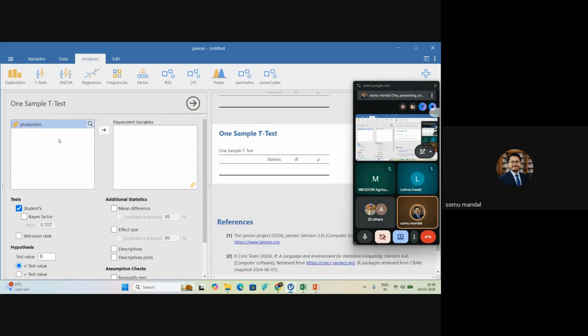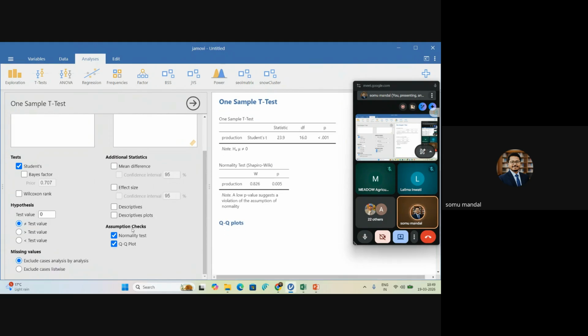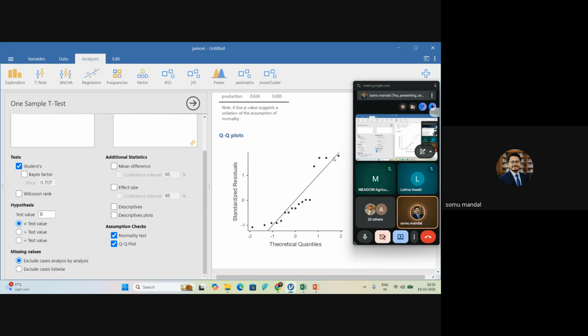This is the production. Simply click, and then look here, assumption check. First is the normality test and the QQ plot. Both analyses indicate the level of normality. The normality test is a mathematical way, the Shapiro-Wilk test, and the QQ plot is a graphical plot, a quantile plot.